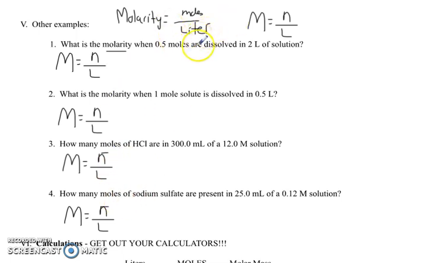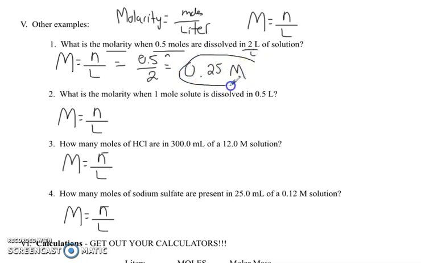So let's look at problem number 1. What is the molarity when 0.5 moles are dissolved in 2 liters of solution? So 0.5 moles, that is my N. 2 liters, that's my liters. So this is going to be 0.5 divided by 2. So take a second, either do that mental math in your head or pull out your calculator. So 0.5 divided by 2, that should be 0.25, and my label will be molar, capital M. And if we wanted to round to sig figs, we would have to say 0.3 because they only have 1 sig fig there.